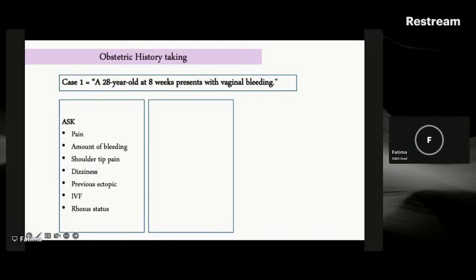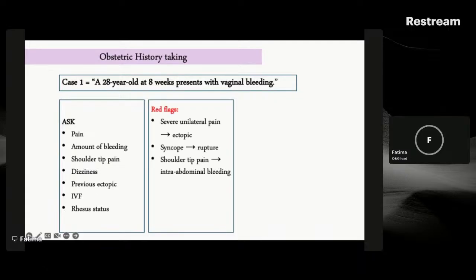You're asking other questions like dizziness, and any previous ectopics, because you're thinking, is she more likely to have an ectopic? IVF as well can predispose to miscarriages, for example. Then rhesus status as well, because you're thinking, does she need anti-D injections or not? And dizziness, because have they lost a sufficient amount of blood for it to cause anemic symptoms? Do they require a blood transfusion, for example?